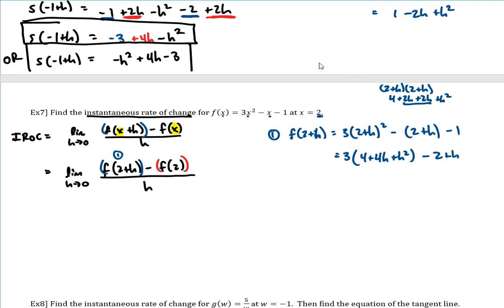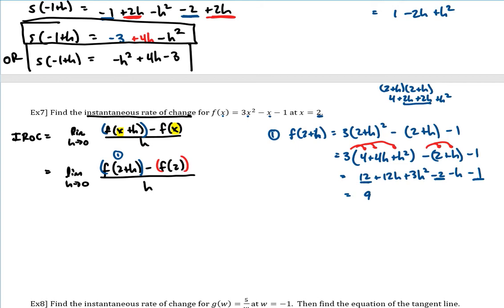And then I still have the minus (2 plus h) minus 1. Okay, and then just like the last problem, we would want to distribute. So this 3 would distribute through, and the negative would distribute. So this becomes 12 plus 12h plus 3h squared minus 2 minus h minus 1. Okay, and then now one more time, I'm looking to simplify. So it looks like I have 12 minus 2 is 10, minus 1 is 9.